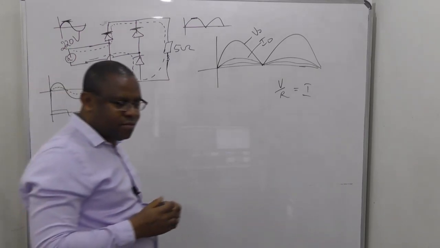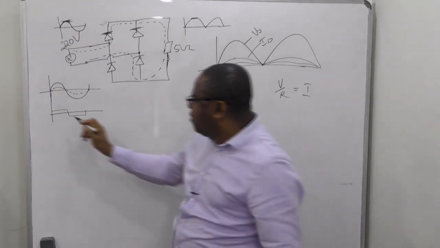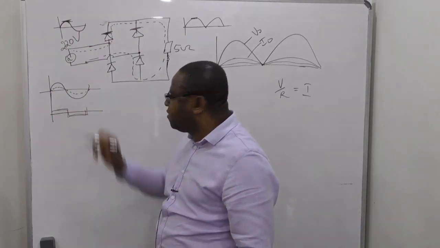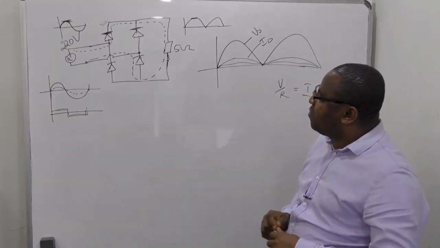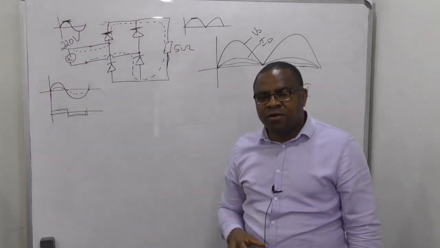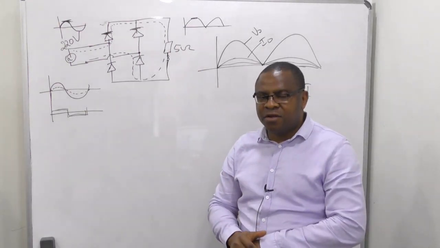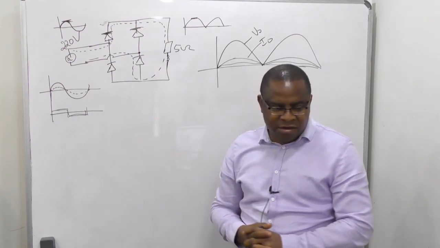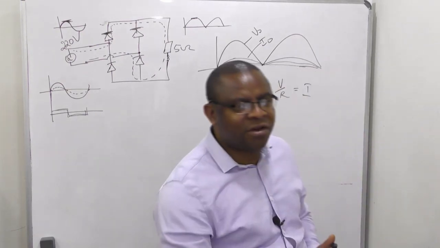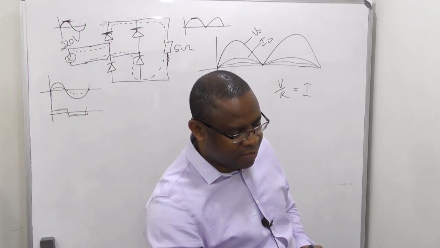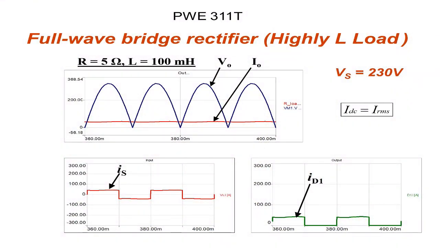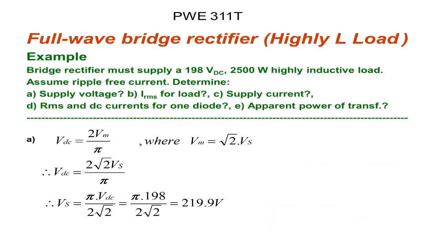When you have something that looks like this, it means it contains a lot of harmonics. That is why we said a rectifier on its own injects harmonics back to the supply. It actually acts as a nonlinear load, and then the current through the diode will also look the same as the source current.